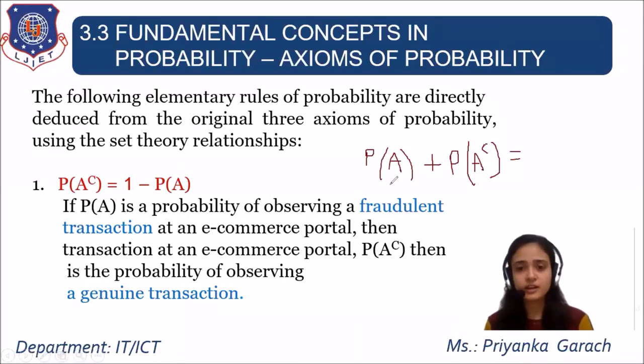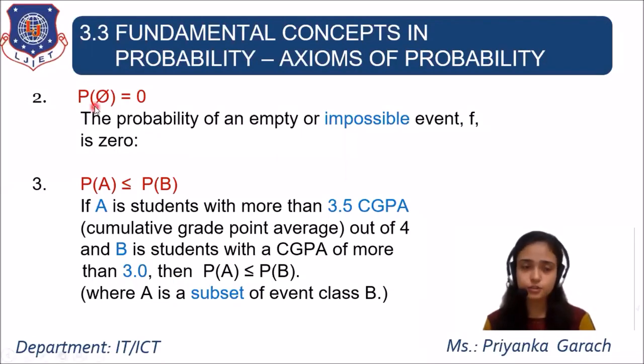We know this formula, that is the probability of A plus the probability of A raised to C is always equal to 1. So when you make this the subject, then you will get 1 minus the probability of A. Now the next rule is that the probability of an empty or impossible event is always equal to 0.